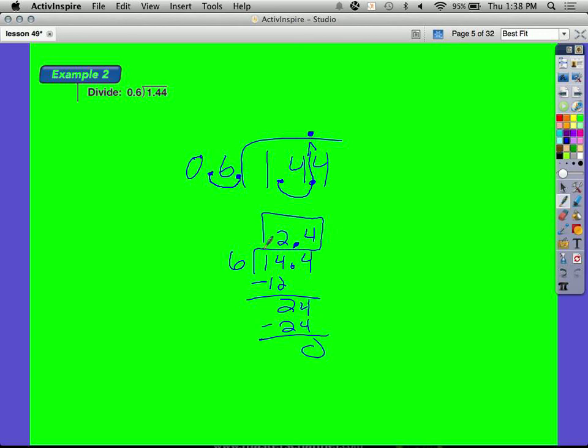2.4. Okay, so it's the same as dividing by a whole number, except we've got to move our decimal points a little bit. So first we move it in the divisor, this number, move it over, and then in our dividend, the same number of spots we did in our divisor.